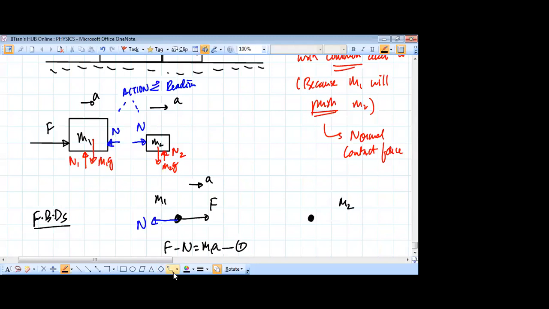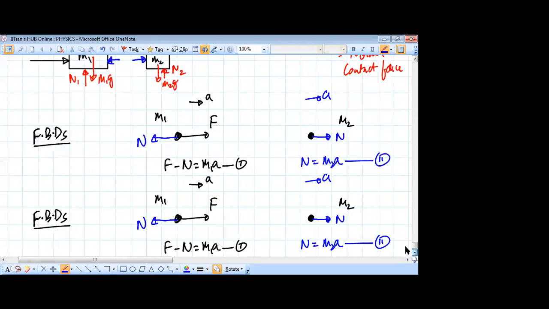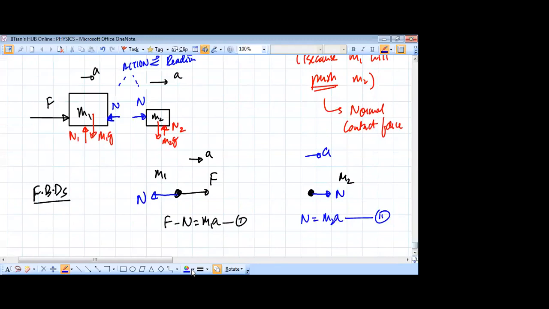For the M2, there's only one force acting horizontally, and that is this normal reaction. And that is giving it the same acceleration A as the first one. So N is equal to M2A. That's your second equation. Now solve 1 and 2 and you will get the acceleration. Of course, along with this, there are the vertical forces also, but they are balancing each other.